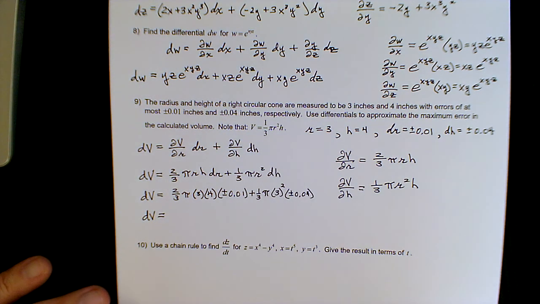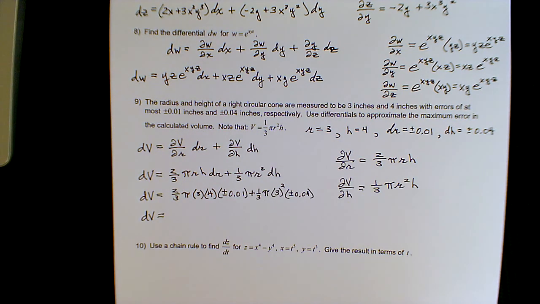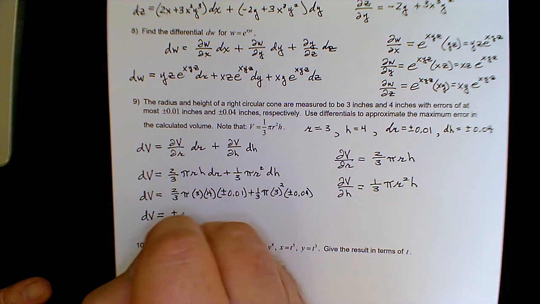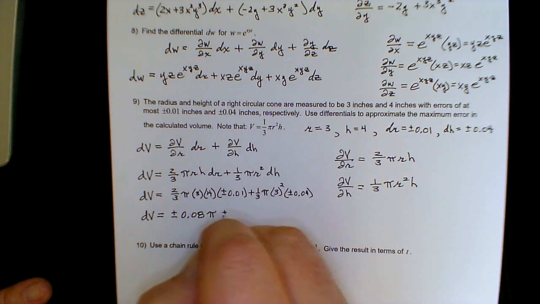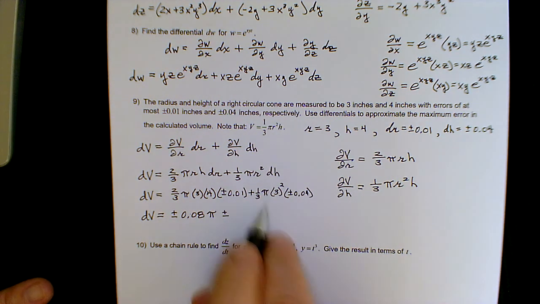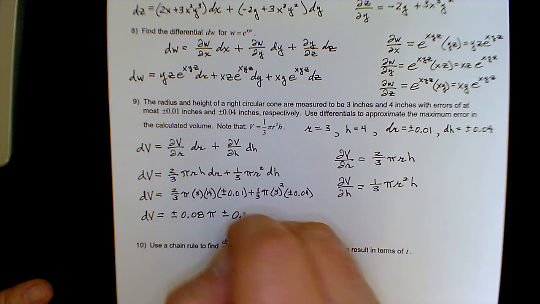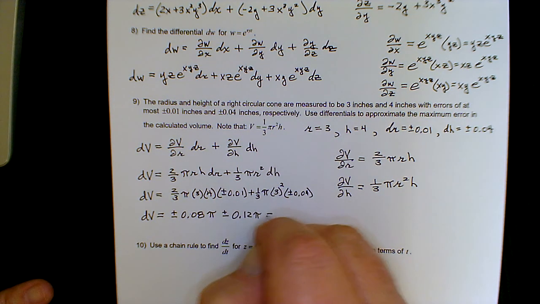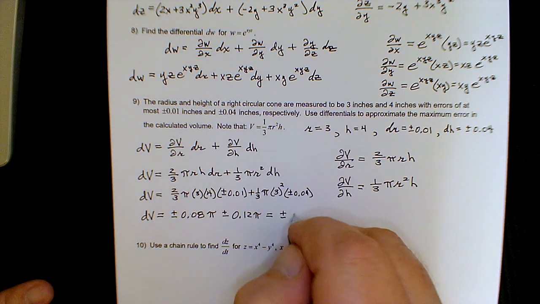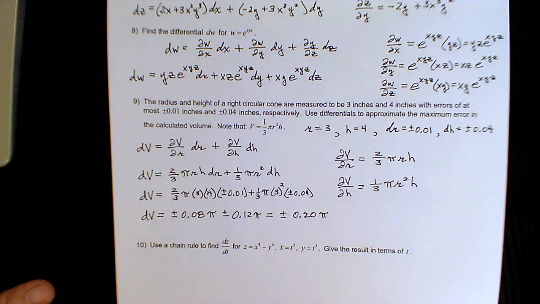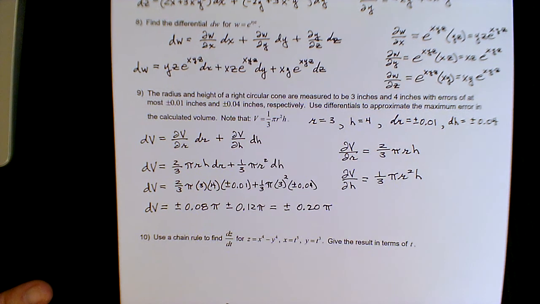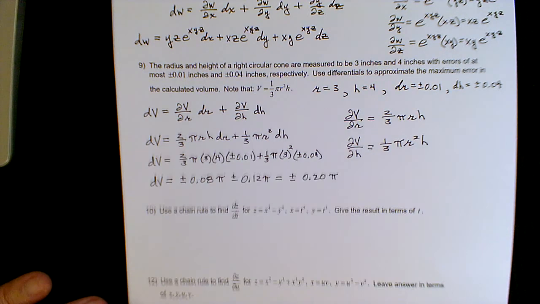So therefore dV would be, let's see, what do we get? Plus or minus 0.08 pi. Use a calculator if you wish. And then plus or minus, looks like 3.12 pi. So therefore the maximum error would be plus or minus 0.20 pi. Okay, so we'll stop the video here and we'll come back and continue with our review.